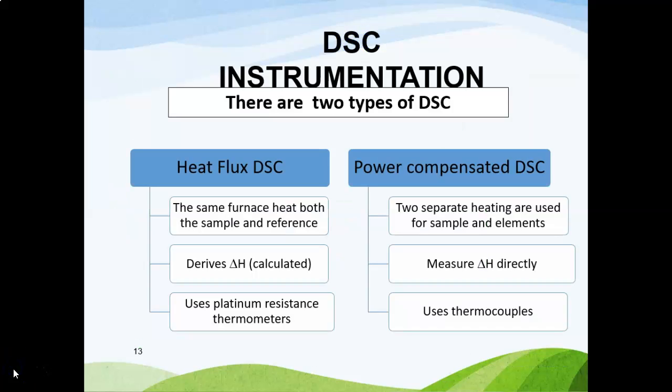Instrumentation: there are two types of DSC. We have heat flux DSC and power compensated DSC. For heat flux DSC, the same furnace heats both the sample and the reference, so we must calculate the delta H, and it uses a platinum resistance thermometer. For power compensated DSC, we have two separate heating elements for the sample and the reference, and we can get the value of delta H directly from the graph, and it uses a thermocouple.